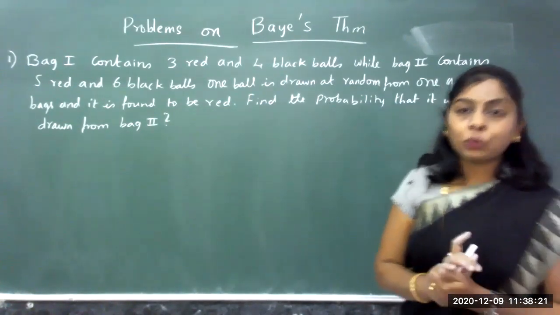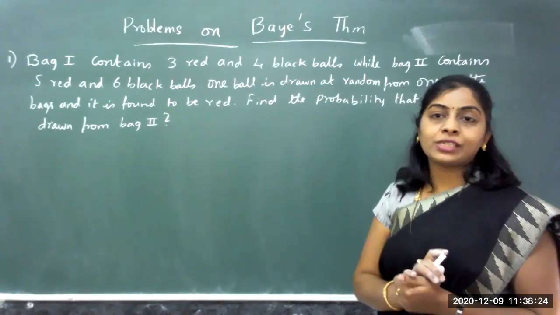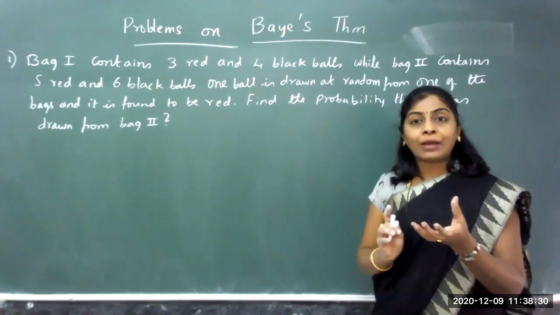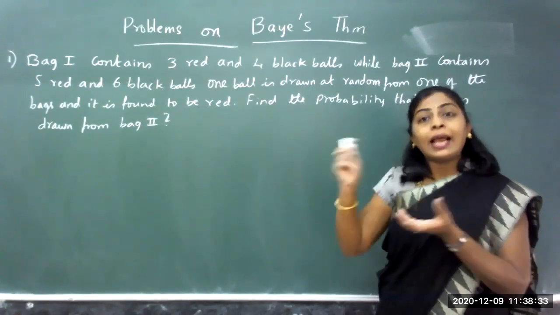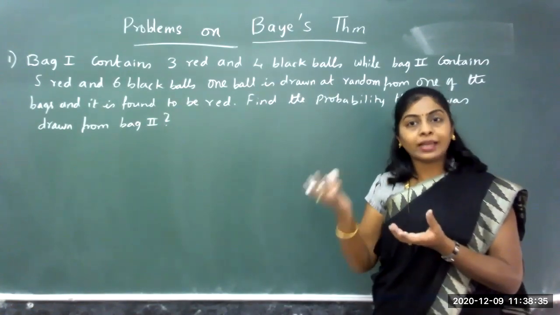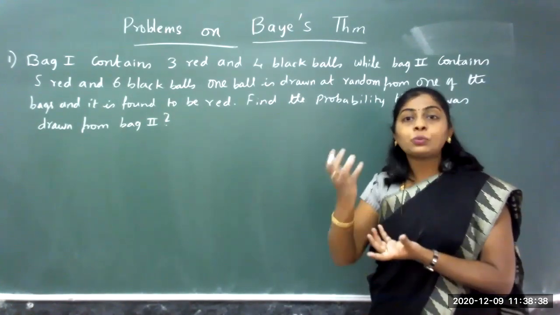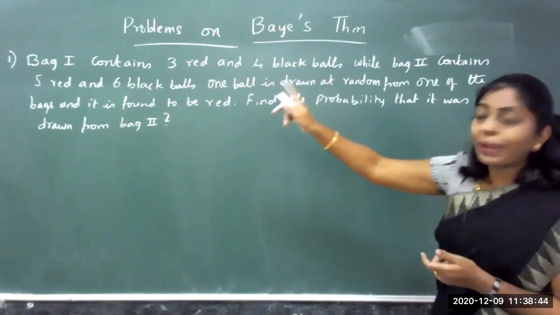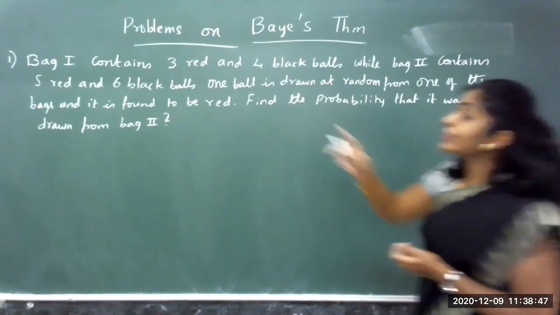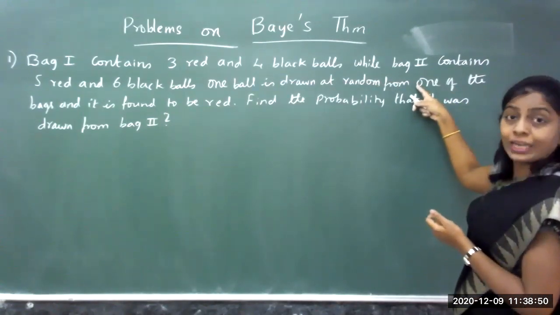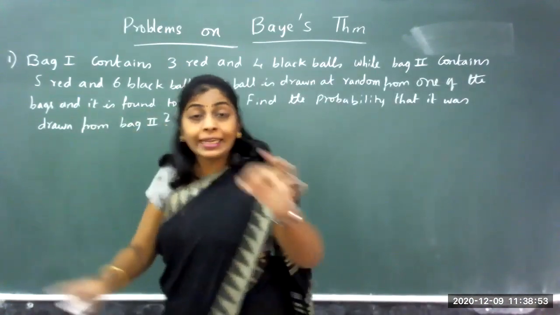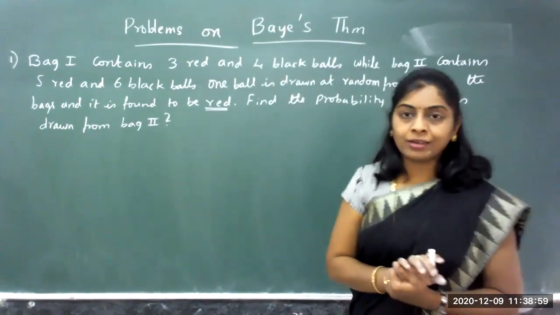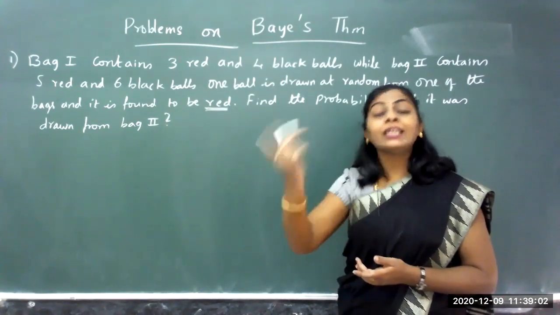Now when I read the question, there are two events occurring, bag 1 and bag 2. In bag 1 there are a few balls, red and black, and in bag 2, the second event, there are also a few balls of two colors, red and black. So the two events are E1 and E2, bag 1 and bag 2. Then they say one ball is drawn at random from one of the bags and it is found to be red. Red is the third event A that has occurred. Choosing the red ball is another event.